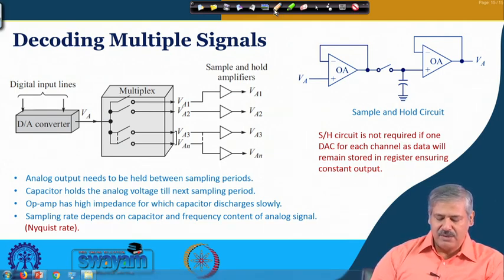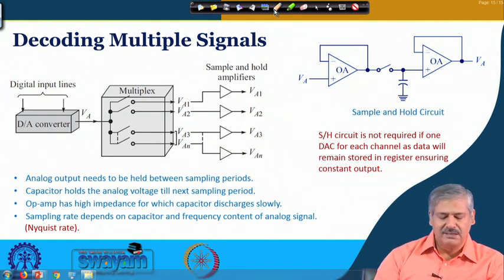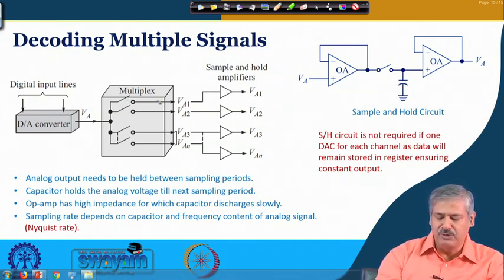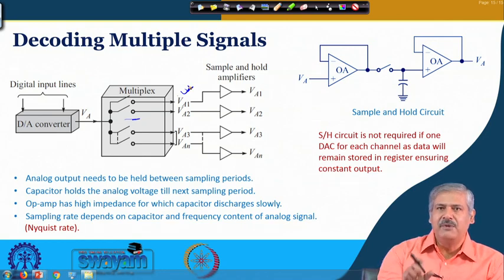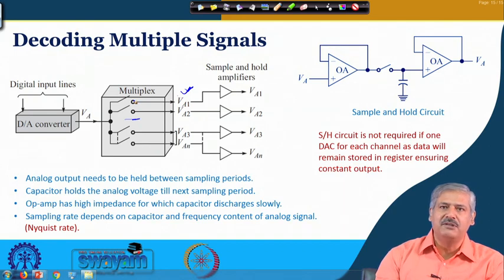This analog output that is coming is for a particular channel. These are the digital input lines, and this is the DAC converter. Depending on whether it is digital input 1, input 2 or input 3, you are taking this output to one of them. Next time it is converting another channel. So, it is over here. Now, what happens to this signal? Earlier, if it was one dedicated DAC, this signal was held by the register output and the buffer amplifier.